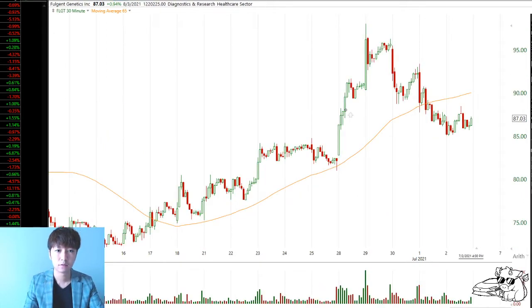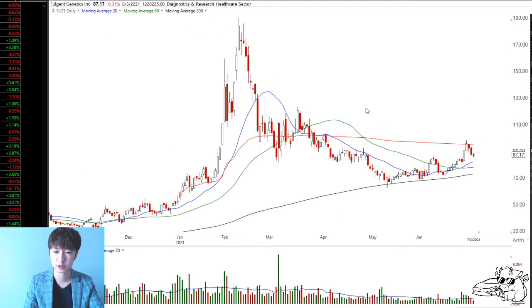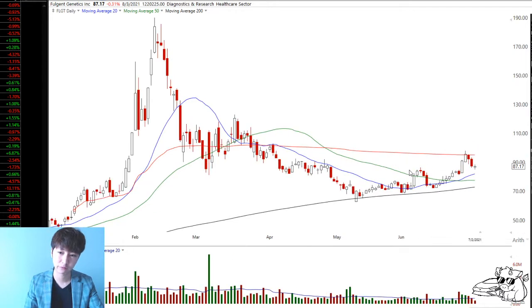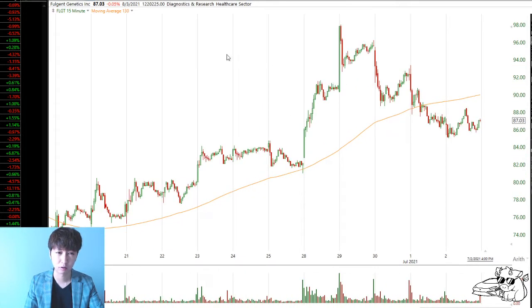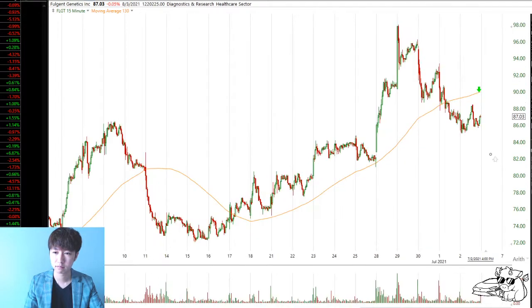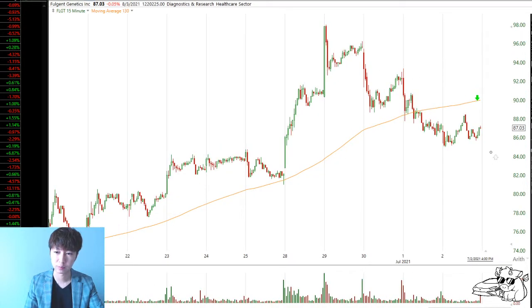FLGT, Fulgent Genetics, a healthcare company, which is fine. We'll take a look at the daily chart. It's been riding the 50-day and 20-day moving averages, and you can see that they're on a rise, which is good. And we started picking up, and now the stock has had a little bit of pullback. Let's take a look at the 15-minute chart. We are currently below the 5-day moving average, and it is rising, so we do give the benefit of the doubt to the buyers in the short term.